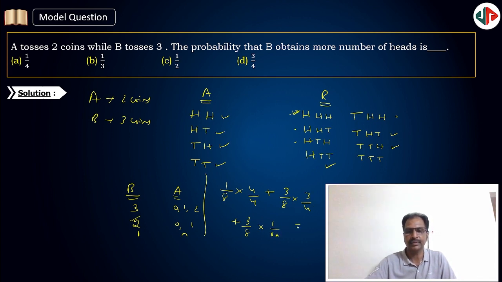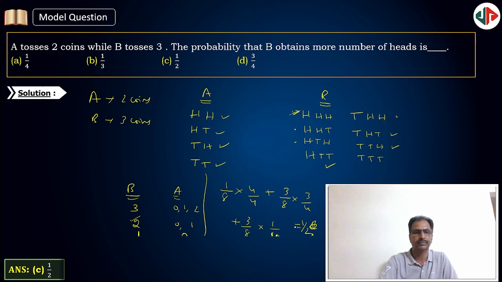So if you simplify this, your answer will be 1 by 2. After simplification, you get answer as 1 by 2. Option C.